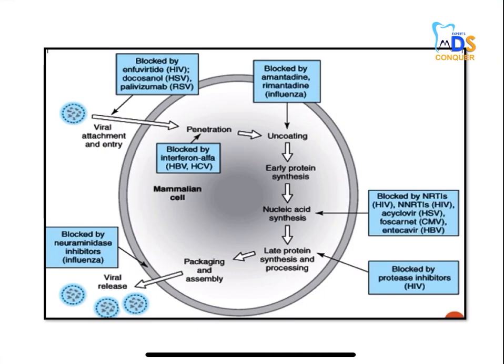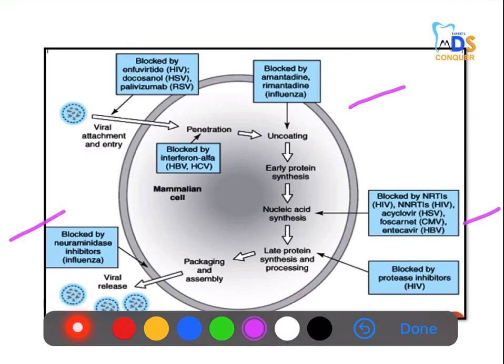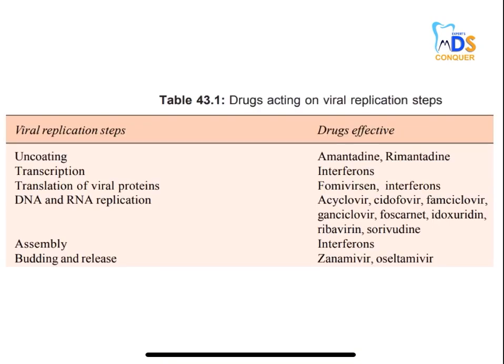Antiviral, again if you see, these are the mechanisms of action respectively. So the uncoating, what are all the drugs. Okay, nucleic acid synthesis, what are the drugs. Protease inhibitors, especially in HIV, what are the drugs. Okay, next block, neuraminidase inhibitors. So all these are quite important. Drugs acting on the viral replication steps are clearly given here, so just have a look at that. Uncoating, transcription, translation, assembly as well as budding and release.